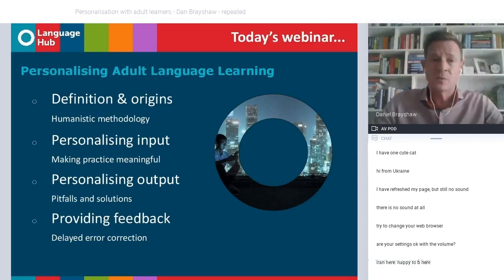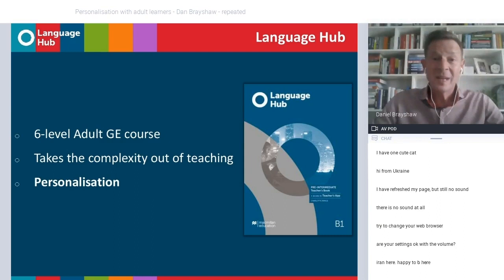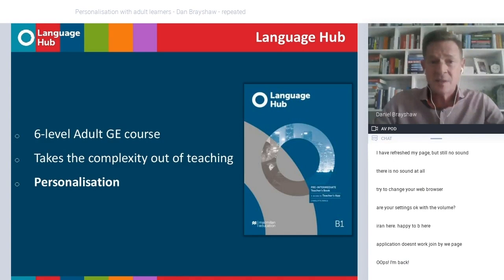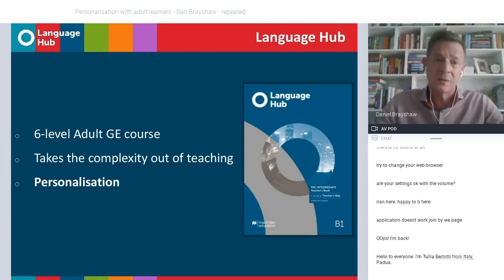To help us along the way, we're going to be looking at ideas and examples taken from Language Hub. As you heard from Mike, this is the latest general English course for adults from Macmillan. I'm very proud to say that I co-authored it with my colleague John Hurd. And it's designed to take the complexity out of teaching. And later in the session, I want to return to that idea and explain exactly what I mean by that.